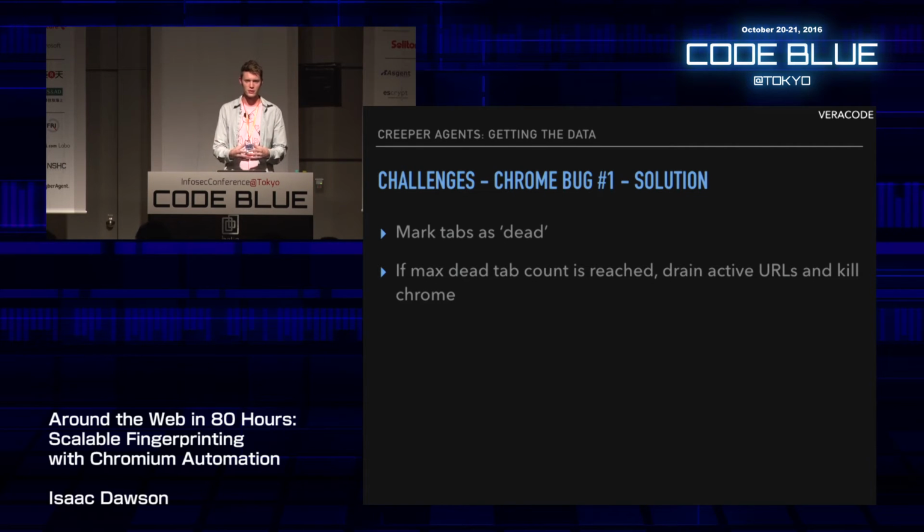So what I do is, since I can't communicate with this tab that I just started, I can't close it. So I mark that tab as being dead, and I say, okay, that one I can't communicate with. And then I have a max dead tab count, where if it reaches that, so let's say 3, I'll continue working on my active URLs. I will wait for them to finish, and then I'll kill Chrome and restart it all within my program.